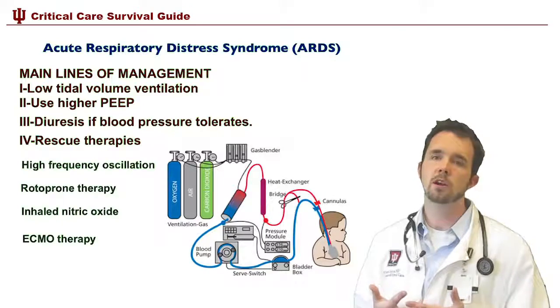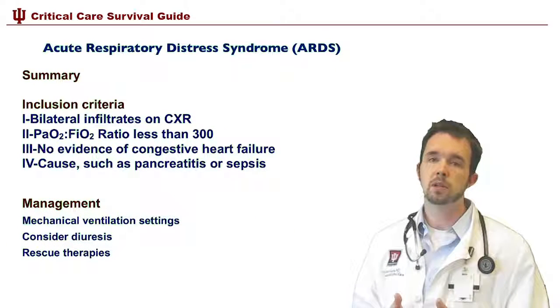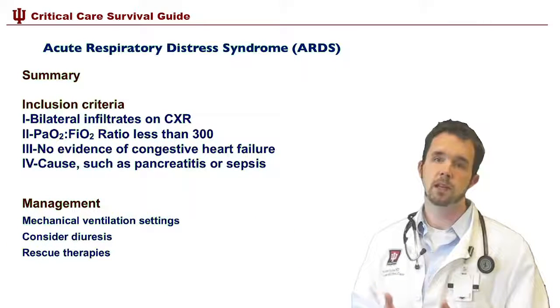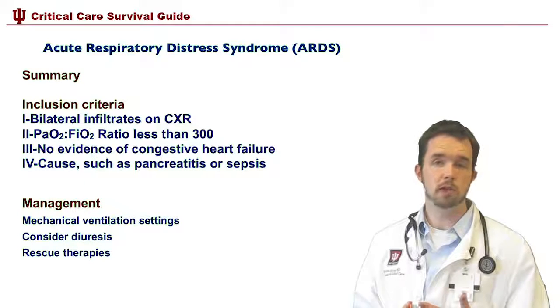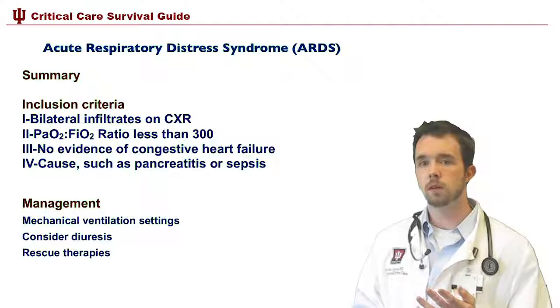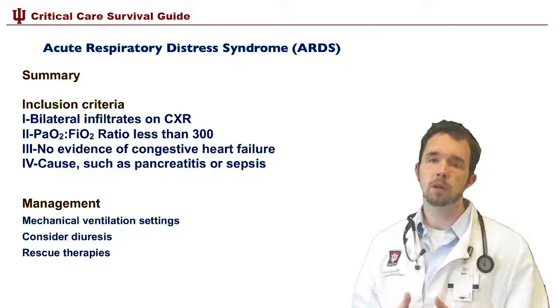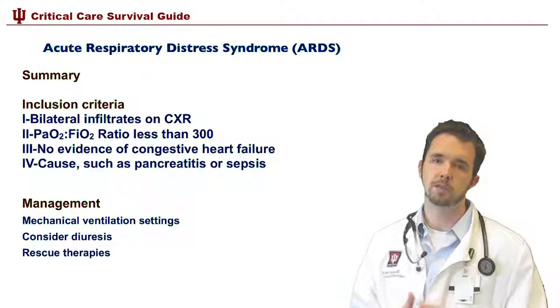So in conclusion, ARDS is a common syndrome that you're going to see in the intensive care unit. It typically involves 4 things to make the diagnosis: bilateral infiltrates, a low PaO2 to FiO2 ratio, a lack of heart failure, and a good reason. It's important that we manage their ventilator properly, consider diuretic therapy, and know when to employ rescue therapies.